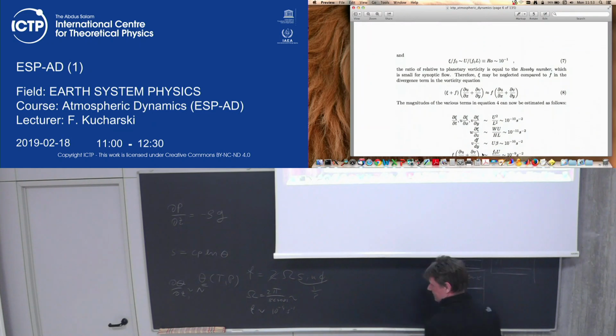So that means also that the relative vorticity over the planetary vorticity scales like 10 to the minus 1. This number that we see here, U over f naught, some kind of mean Coriolis parameter times the length, is called the Rossby number. And if that is small, then we can say we are considering the large scale extratropical flow. Because this also gives us the asymmetry for cyclones and anticyclones that are different from tornadoes.